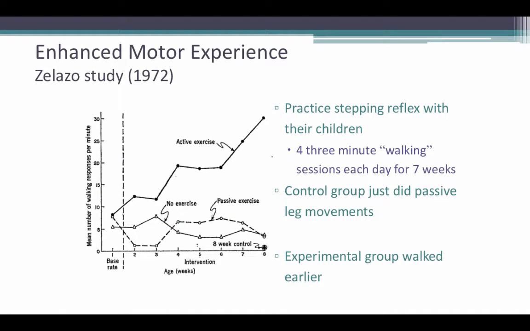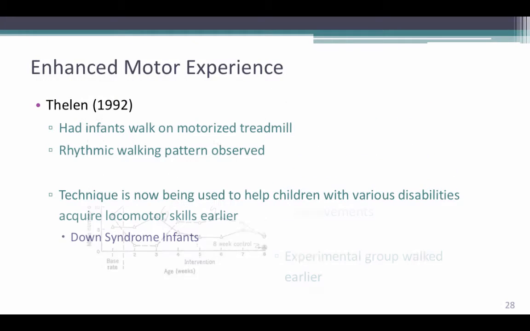In the previous lecture, we discussed the Zelazo experiment, and we found that enhanced motor experience improved the onset of walking, meaning the infants who practiced the stepping reflex walked earlier than the infants in the other group. Thelen performed a similar experiment and had infants walk on a motorized treadmill, and found that the rhythmic pattern was present when infants were placed on the treadmill.